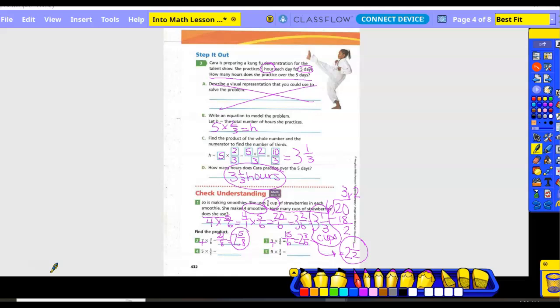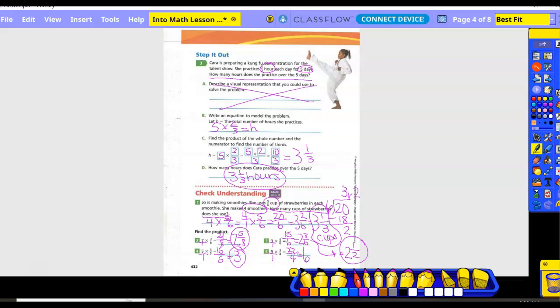16.3, part 2. Okay, so we put 5 over 1, and then 5 times 3 is what, guys? 15. 1 times 5 is 5. So 15 divided by 5 is 3. Next one, put 9 over 1. 9 times 3 is what? 27. 1 times 4 is 4. So how many times does 4 go into 27? 6 times. So 6 is my whole number.